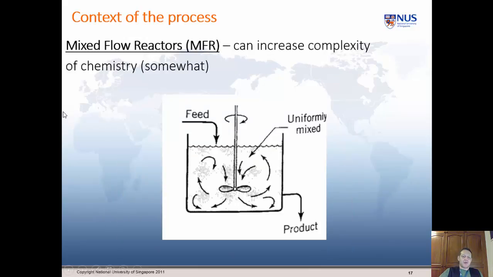The other type of reactor is a mixed flow reactor. This is the one you mustn't get confused with a batch reactor. It's a flow reactor. You've got feed going in, it's being mixed, but you've got product coming out, and effectively the level in here is a steady state level. So it's just another type of flow reactor. Don't confuse it with batch. You can increase the complexity of the chemistry somewhat, and you can have multiple ones of these on a production line. But just information.